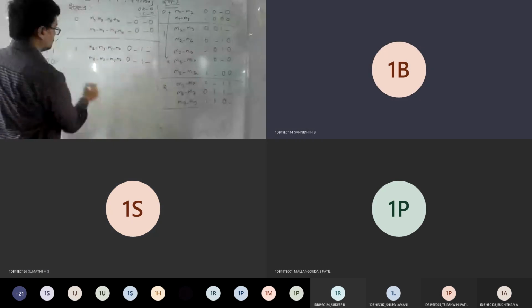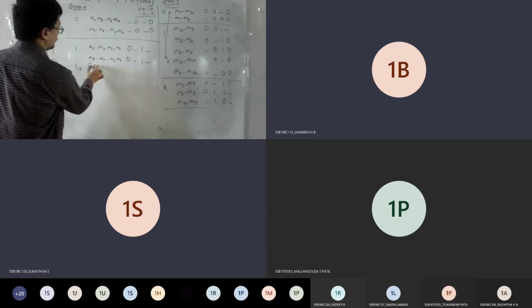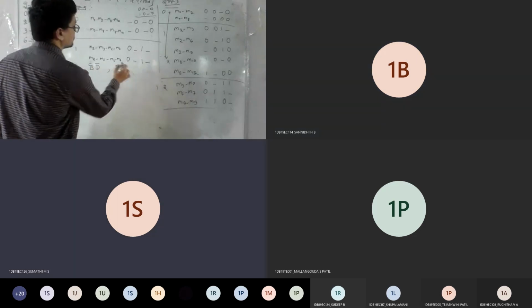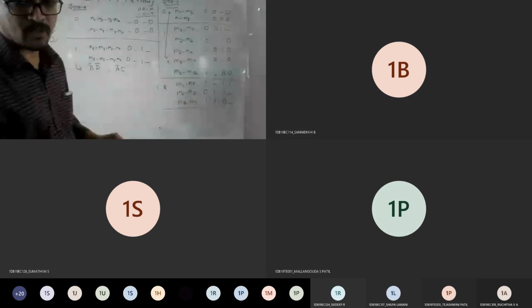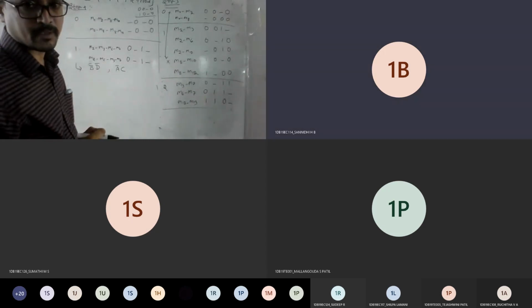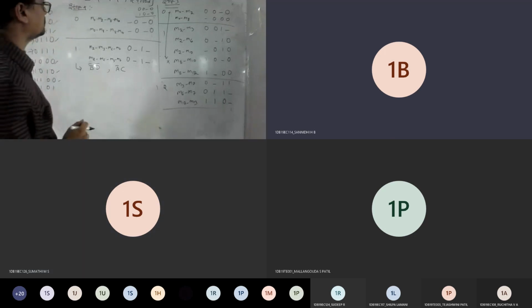So what is the answer for this now? B bar D bar, and one more, A bar C. Good. So now what is your task? What is your step 5? Verification. Perform a prime implicant table. Yes, sir, prime implicant table.